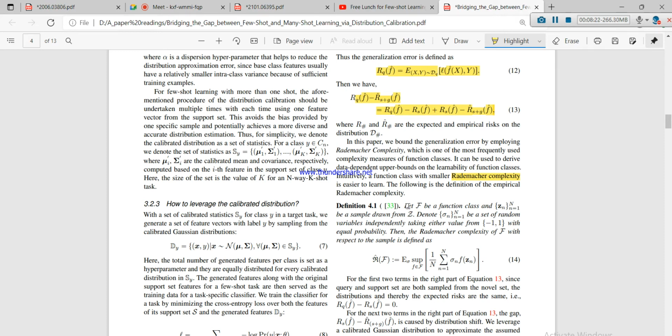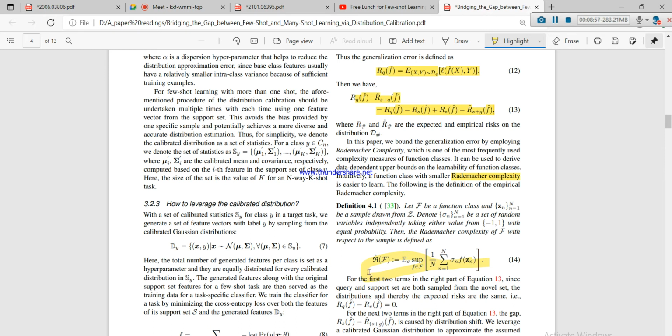According to the definition, let F be a function class, and let z_n for n equals 1 to N be a sample drawn from Z. Let sigma_n for n equals 1 to N be a set of random variables independently taking either value from -1 and 1 with equal probability. Then the Rademacher complexity of F with respect to the sample is defined as follows.